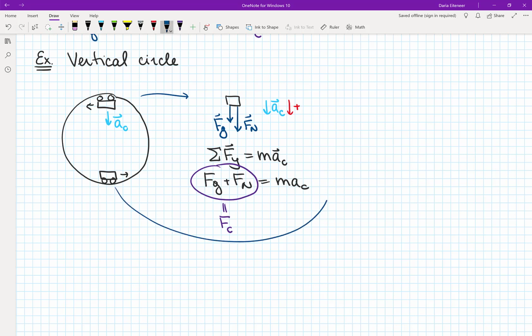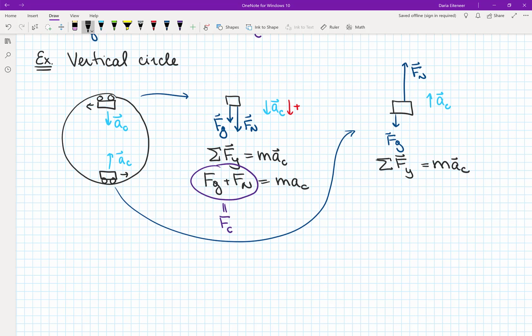I can do the same thing on the bottom here. I'll draw this new free body diagram. So there is the same force of gravity, right? But now normal force is upward, and it has to be larger than the force of gravity to provide this upward acceleration. And you should be able to go through all of this really quickly now because we've done a lot of pictures like this by now, right?